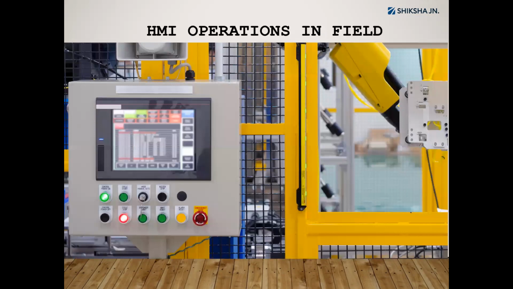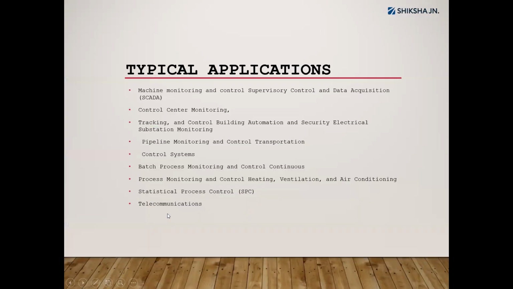And this is another example of HMI operations in the field. Again, you can see some of the machines are connected to the HMI with the panel. Of course, some physical switches are also there. In case the touch panel is not working, or the things are not working, you should have something in your hand. For that purpose, some emergency start push buttons are also there. So these are the typical applications.